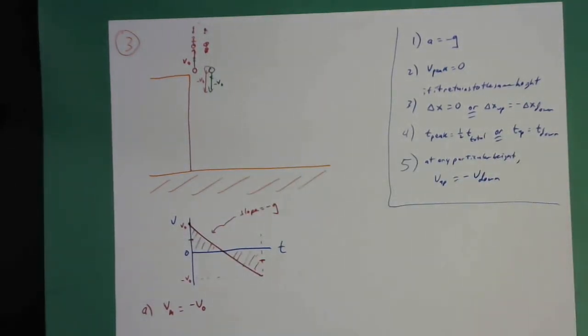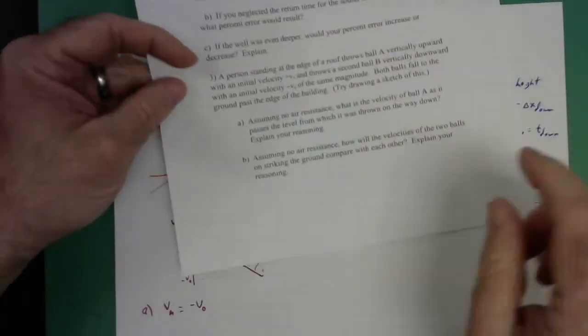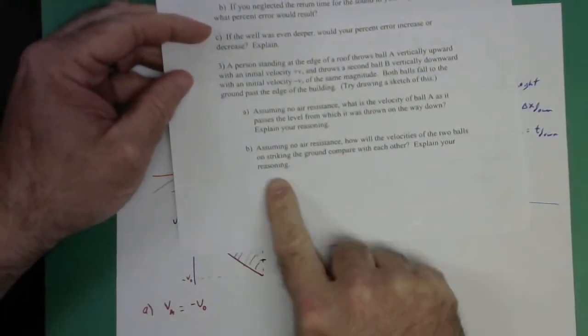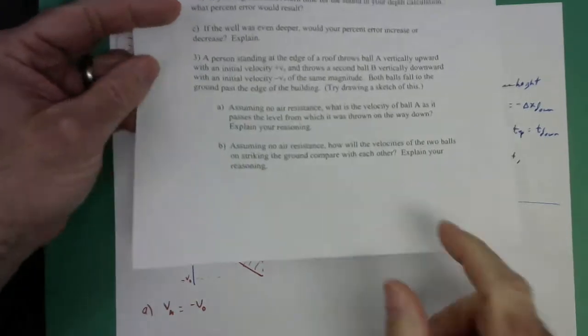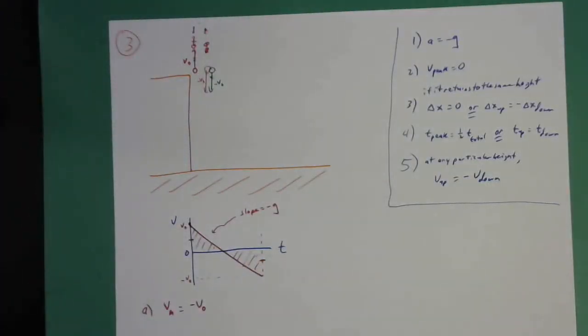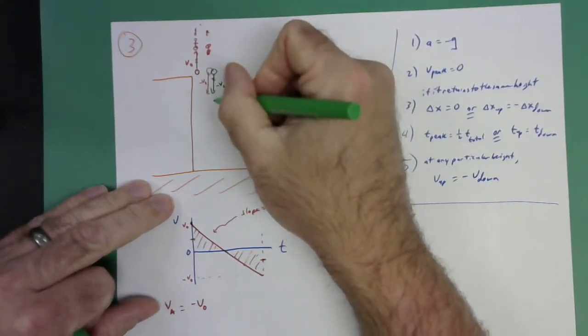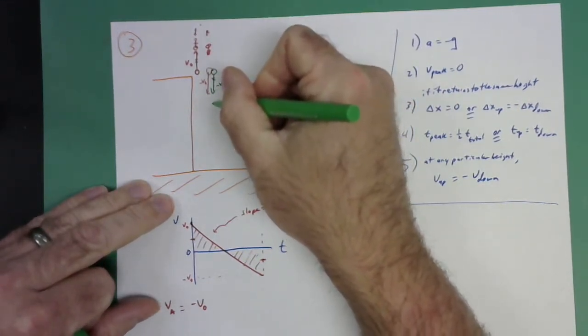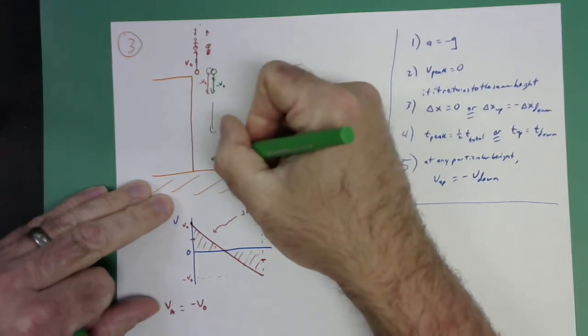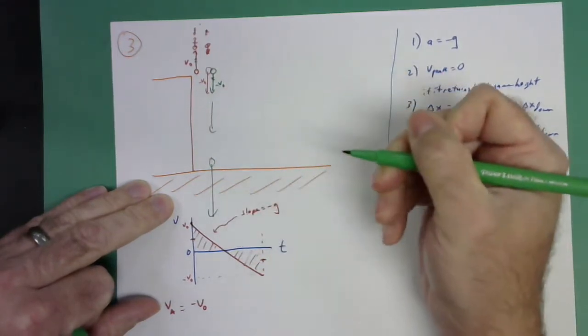Let's get to part B. Part B says, assuming no air resistance, how will the velocities of the two balls on striking the ground compare with each other? Well, we're talking now about when they get to the ground. This ball, the green one, starts by being thrown down at negative v naught, and gravity is going to accelerate it from there. It's going to get faster and faster, and when it gets to the ground, it's going really fast.